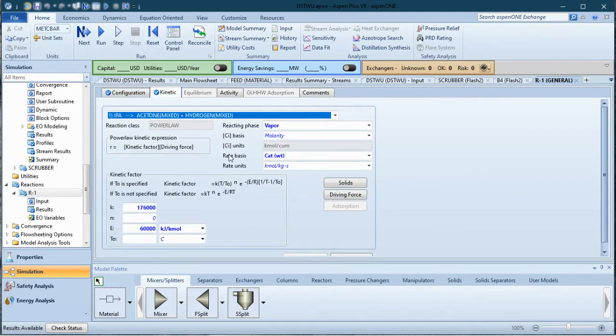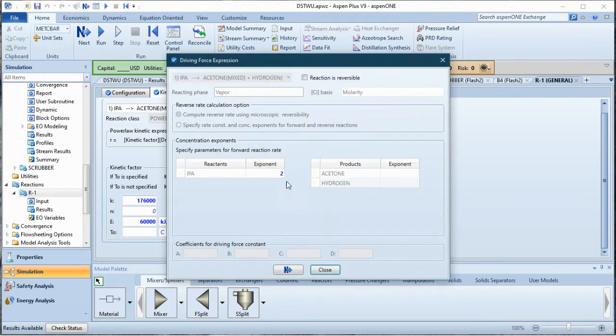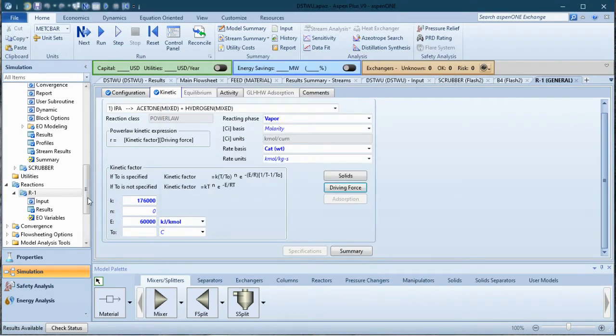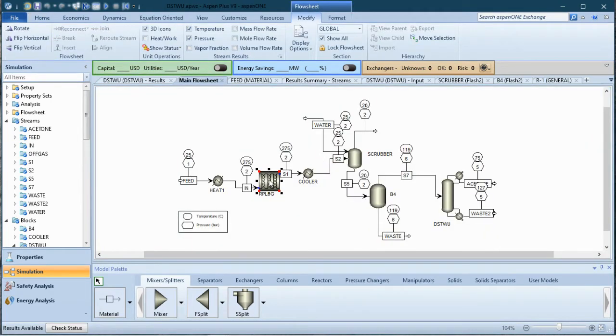For the kinetics, we put the data that is given in the question. This is all the data that is given in the question. And then the driving force is second order in the IPA. And then we go back to the main flowsheet at the reactor.